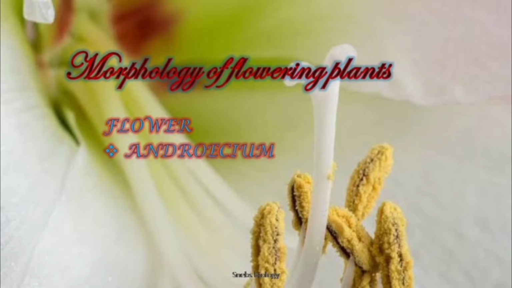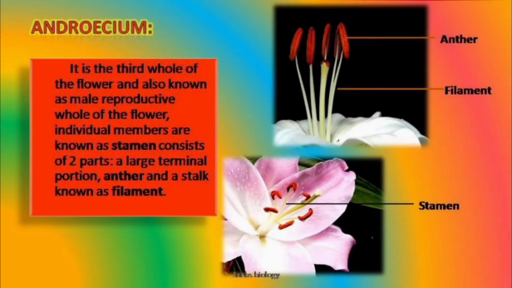In the last part, we discussed the accessory whorls. In this part, we will discuss the reproductive whorl. So let's start. The third whorl of the flower is known as Androecium and it is the male whorl. The single member is known as stamen and each stamen has two parts. There is a swollen part and then there is a thread-like structure. The swollen part is known as the anther and the thread-like part is called filament.